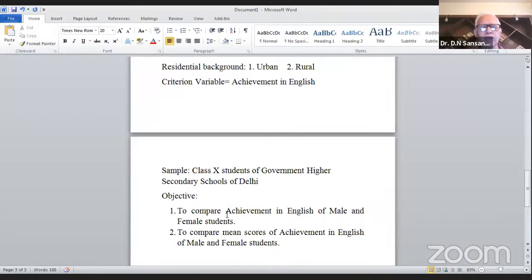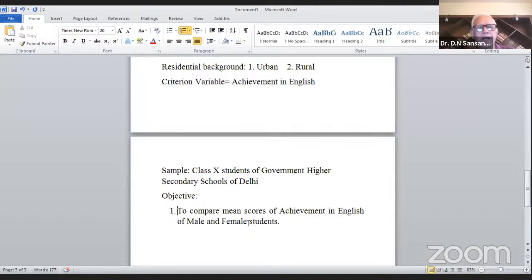Okay. Now you know the first objective is not all right, because you cannot compare the achievement in English of one male with one female. No, it is not possible. So therefore, the correct wording of the objective is number 2. So number 1 is not the correct wording of the objective. So if you have to write an objective whose data you can analyze with the help of a t-test, this is the correct wording of the objective that you should use.